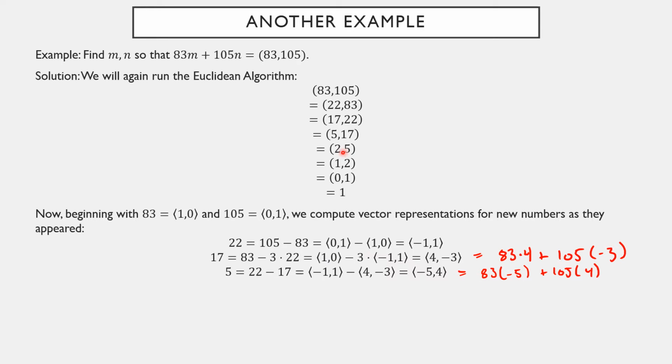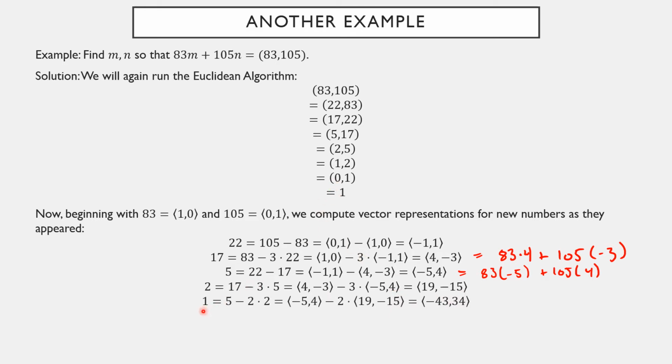In the next line, our remainder is 2. That's 17 minus 5 3 times. So 2 is 17 minus 5 3 times. 17 we computed to be 4 comma negative 3. 5 we computed to be negative 5 comma 4. Now let's go coordinate by coordinate. 4 minus 3 times negative 5 is 19. Negative 3 minus 3 times 4 is negative 15.